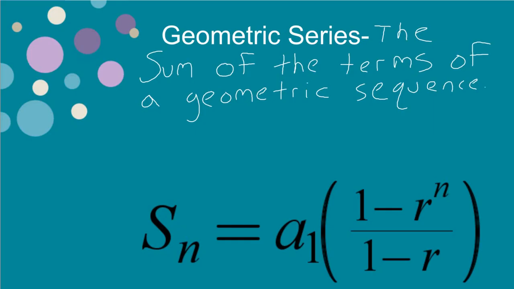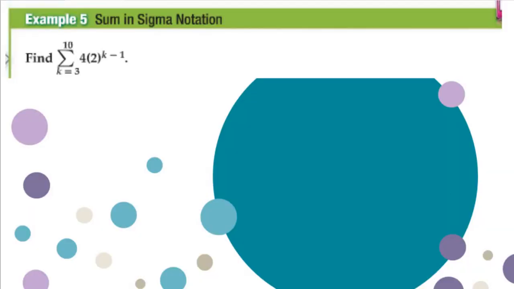So this is the nth sum, S sub n equals my first term times 1 minus r, remember r is our ratio, to the nth power, divided by 1 minus r. Alright. So what do we have here? What type of notation is this? It's our sigma, or summation notation.